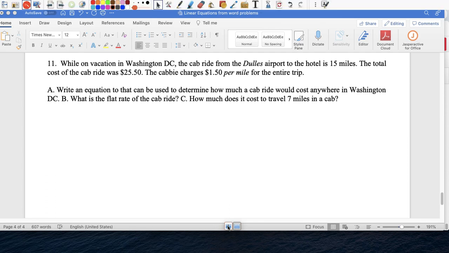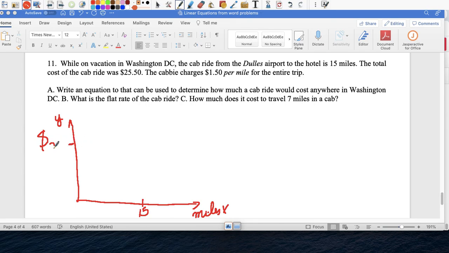And last question. You take a cab ride. Again, this is cost. This is what he's got. In this case, it's going to be miles. This is my x, right? This is my y. And it says that if you take the cab ride from Dulles Airport to the hotel, 15 miles is going to cost you $22.50. So that's one point.